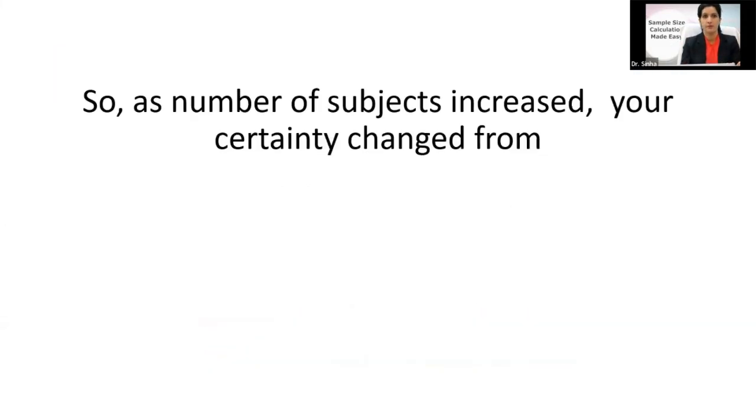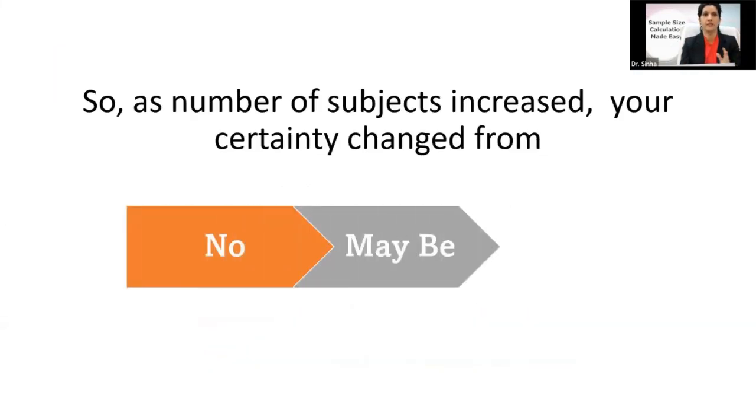So in all these examples, you have seen the certainty go from no, to maybe, and then yes. As we increase the sample size, the level of certainty with which we can speak about the population mean, or the population parameter, increases. And that's the beauty, or we can say the importance, of sample size calculation.